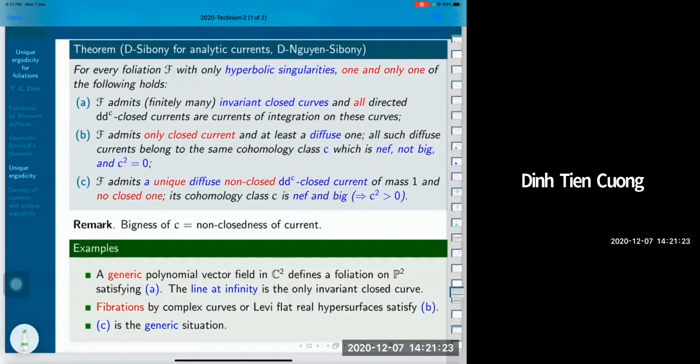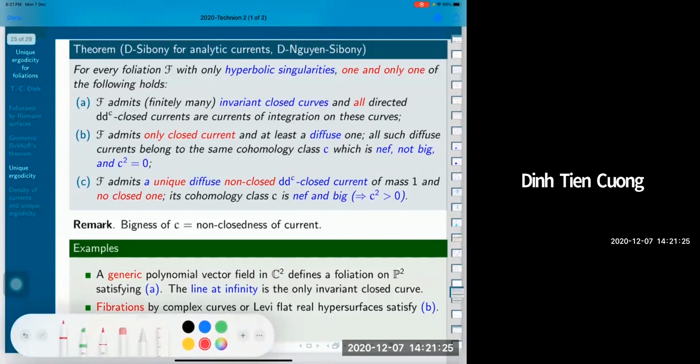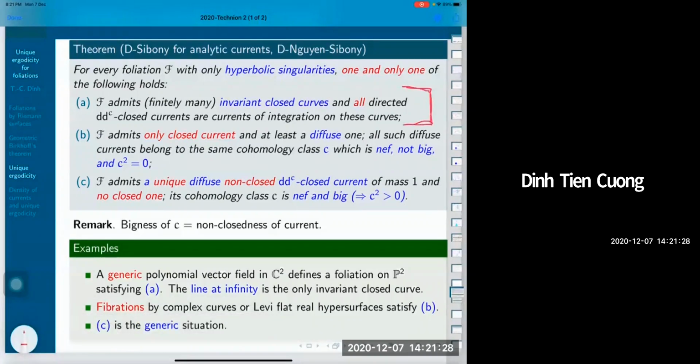In the first possibility, you have a finite number of invariant curves and nothing else. So all currents that you have are there. So you may have more than one compact leaf, but you only have a finite number of compact leaves and nothing more as currents. No other invariant currents or harmonic currents. This is the first situation.